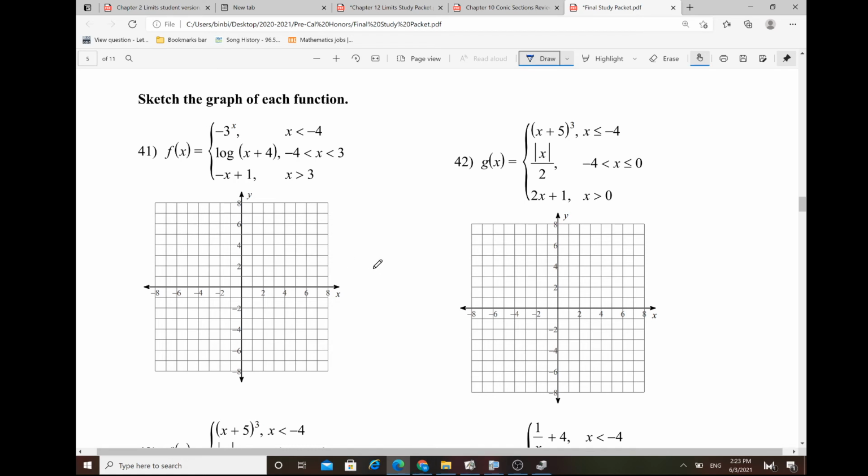Okay, so 41. If you start off with negative 3 to the power of x, this one is considered exponential decay because of the reflection. Also, you can set up an easy table. Plug in 0, so you get 3 to the power of 0, which is 1, so negative 1. So 0 comma negative 1. We do know that this one is restricted to x less than negative 4, but you can always start from the original parent function first and then plug in another number. Let's say 1. So 3 to the power of 1 is 3, so negative 3. So 1 comma negative 3.